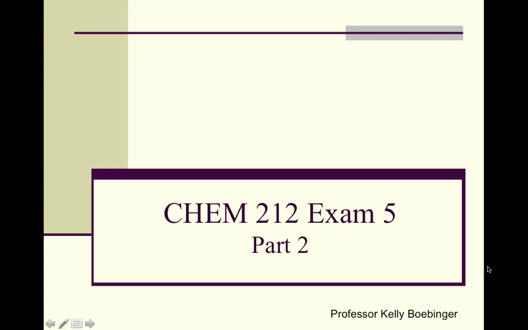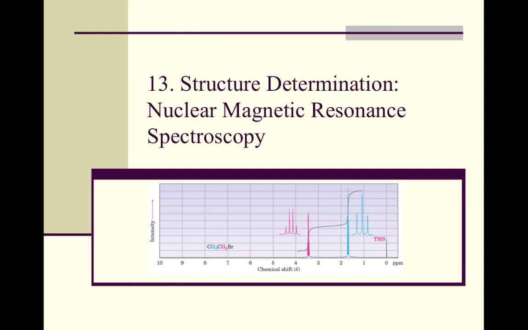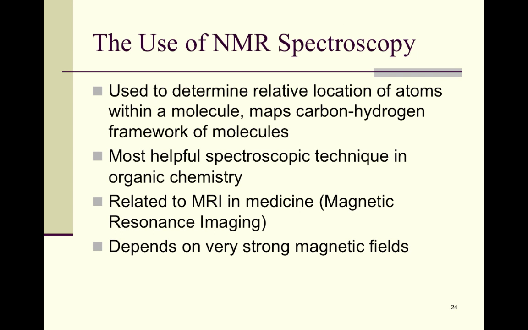Organic Chemistry, Chem 212, Exam 5 Material, Part 2. Structure Determination using Nuclear Magnetic Resonance Spectroscopy. The use of NMR spectroscopy.